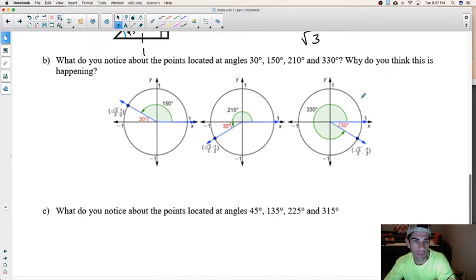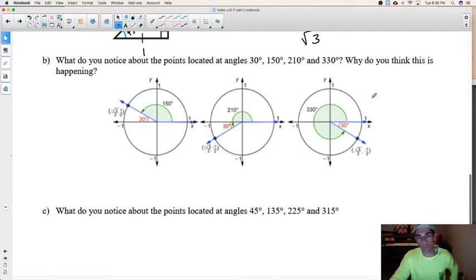Okay, what do you notice about the points located at angle 30, 150, 210, and 330? Well, all of the points have this radical 3 over 2, 1/2, except one of the signs is changing, right? So what do you think is happening? Well, they're drawing the same angle.